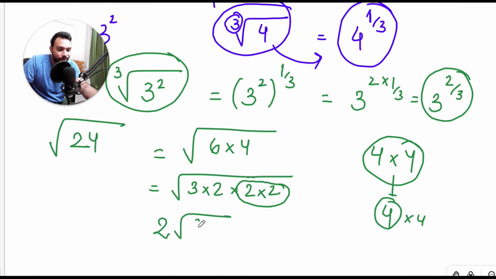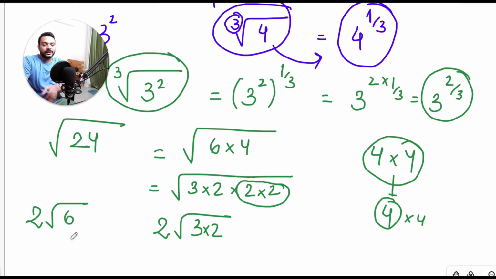2 square root 3 times 2. Because there can be no more pairs inside the square root symbol, so this will stay inside. 2 root 6. The 6 cannot come out. There are no pairs. There are no perfect square pairs inside, just like there was for 2 times 2.